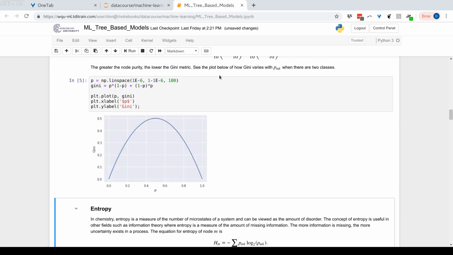Let's plot the Gini metric. So here is the Gini metric just for two classes, class 0 and class 1, and we notice that it has a peak value of 0.5, which occurs when the relative mix is equal. It's 50-50. So as our node becomes more pure towards one class, it reaches 0. If it becomes more pure on the other end, the other class, it's also going to reach a value of 0.